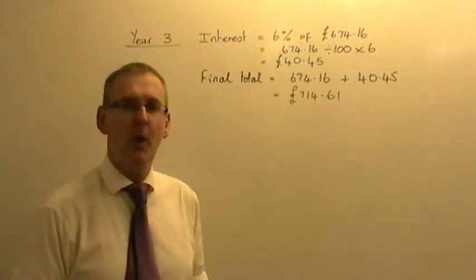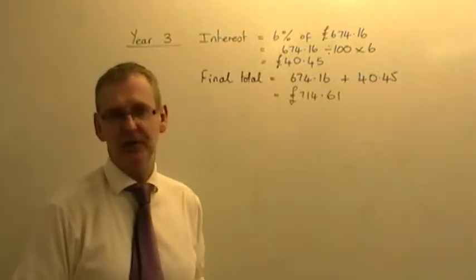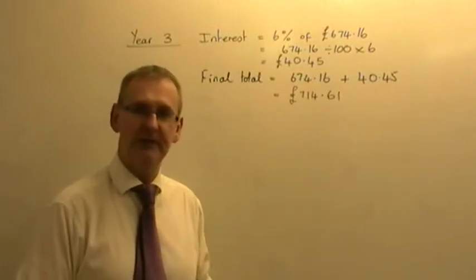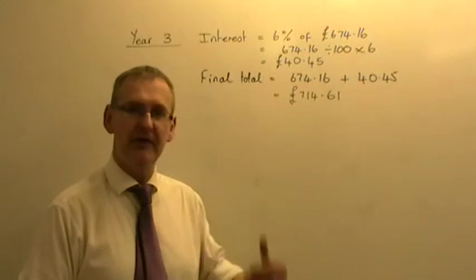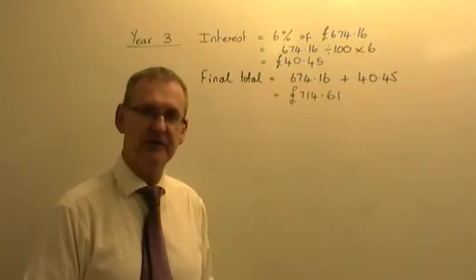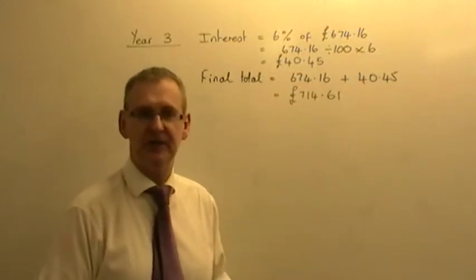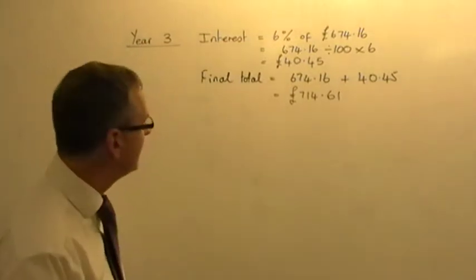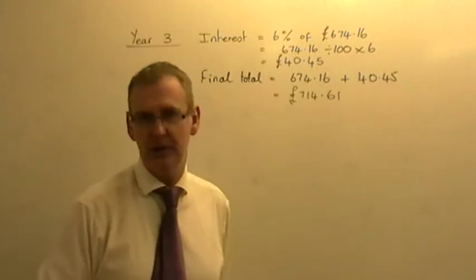Two points. One is you can't just work out 6% of 600 for 1 year and then treble it for 3 years, because you have 3 different calculations, so you can't just treble your answer for the 3 years because the total in the bank is constantly changing. So that's the first point. The second point, there's a much quicker way.